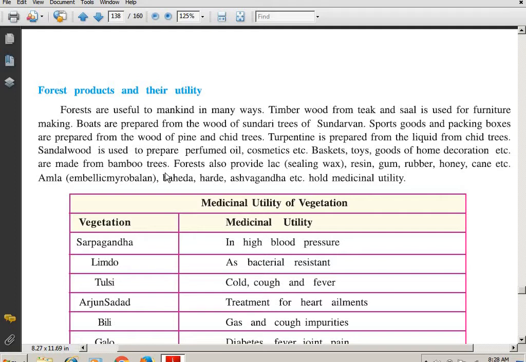Forests also provide lac, that is sealing wax, resin, gum, rubber, honey, cane, etc. Amla, baheda, hardy, ashwagandha, etc. hold medicinal utility. So, students, underline amla, baheda, hardy, ashwagandha, etc. hold medicinal utility. For medicine purposes, these have been used. So suppose if you are asked for 1 mark which type of trees or plants have been used for medicinal utility, you will be naming them. So just see the table below.